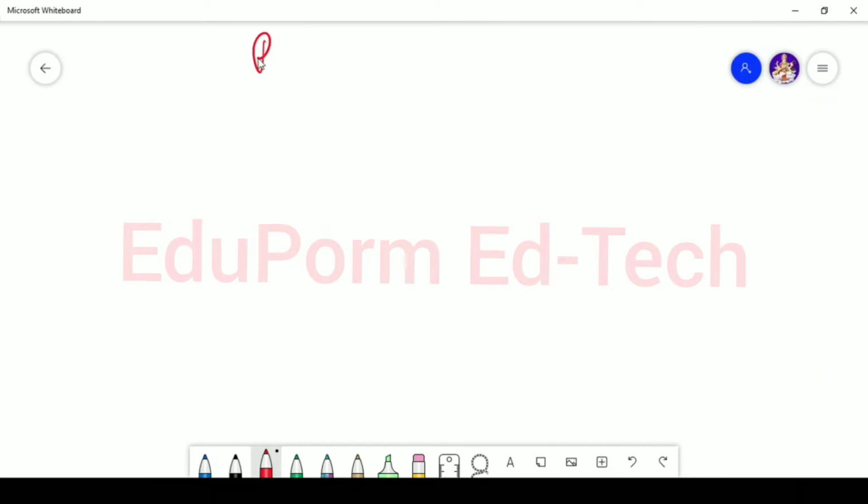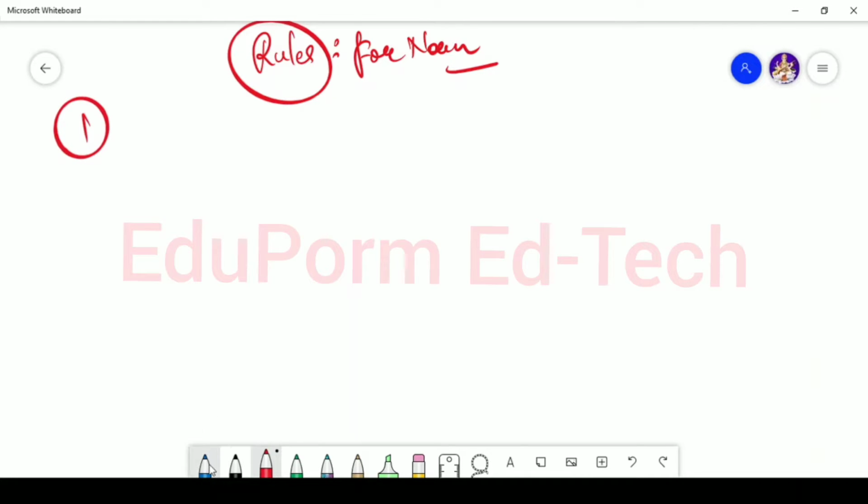Today we are going to talk about the rules for a noun. Okay? Let's talk about the first rule. What does the first rule say? The first rule says that S is used.